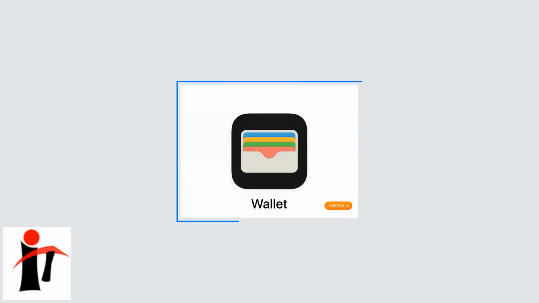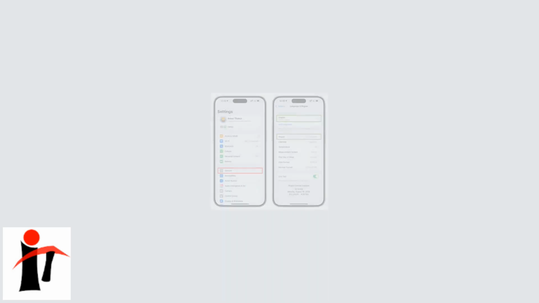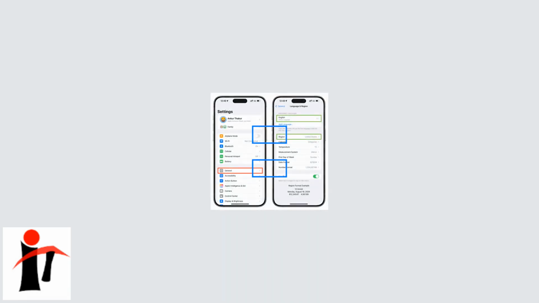First, open the Wallet app on your iPhone. Tap the plus icon in the top right corner to add a new card. Select Apple Cash Card from the list of options. If you don't see Apple Cash Card, ensure your iOS is updated to the latest version and your region settings are set to the US.